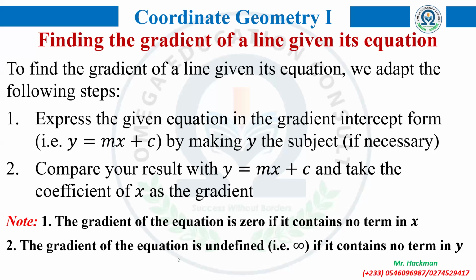Then 2: the gradient of the equation is undefined or infinity if it contains no term in y. So if immediately you can say that the equation contains only x, it means you cannot make y the subject. You can't even start the first step, not to talk about the second step. So immediately that is the situation you are confronted with, you should know that because you don't have y to make y the subject, and therefore pick the coefficient of x as gradient, the gradient will be undefined or infinity. All correct?